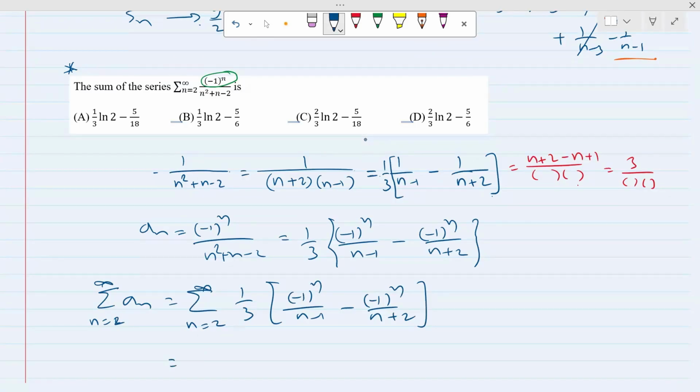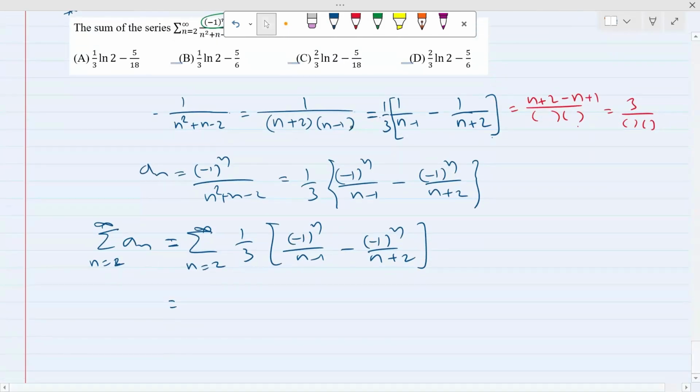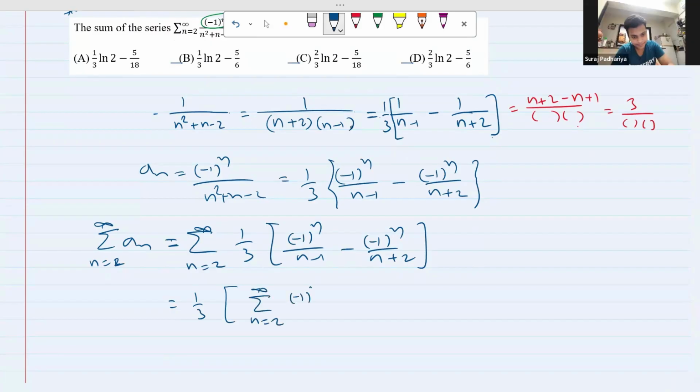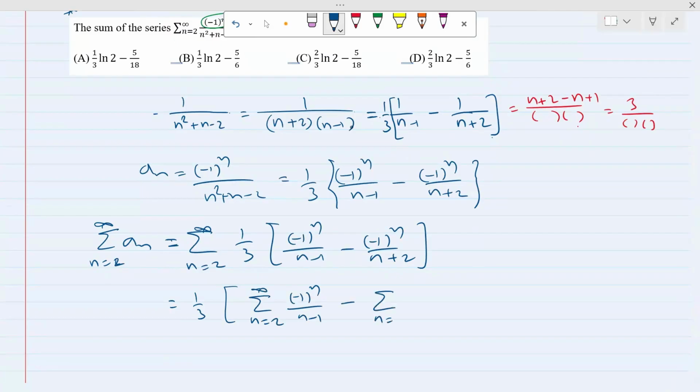So can you tell me, can I split this infinite sum over this subtraction? Or in other words, can I write it like this? I can pull out. Is it possible to write it like this? Which results are we applying here?